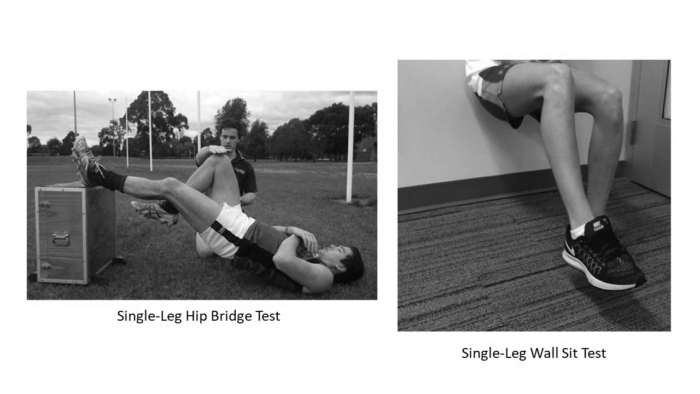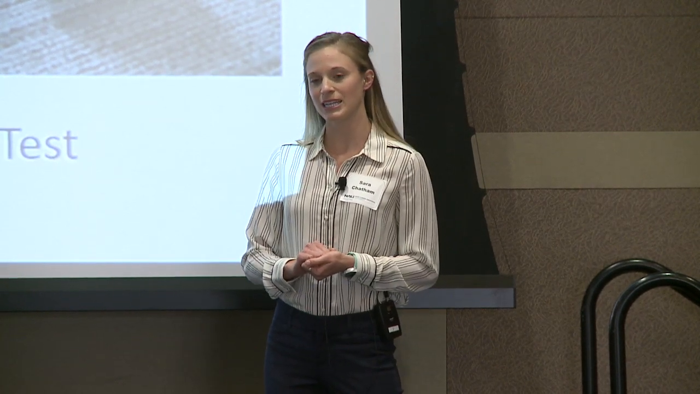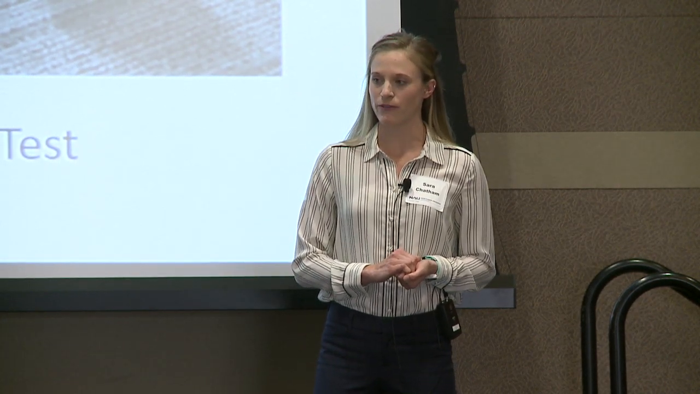These two tests put athletes in positions where their lower extremity muscles, ligaments, and tendons are highly stressed while we measure the testing outcomes. The single leg hip bridge measures how many repetitions one can perform of a bridge until they are fatigued. The single leg wall sit measures how long one can perform that position until proper form is lost.